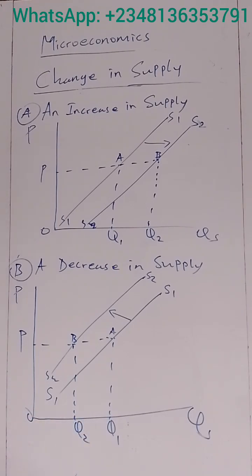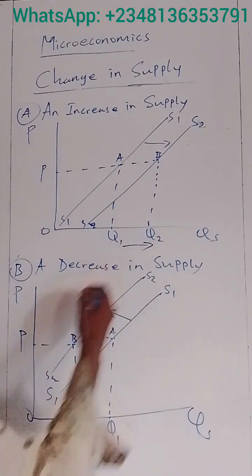Okay, you can see that the quantity supplied is reduced, while the price stayed the same. Meaning that when there is a leftward shift in the supply curve, there is a decrease in supply. Okay, it implies that despite the fact that the price has not changed, the quantity supplied has reduced. Okay. Likewise, we can also indicate this arrow here.